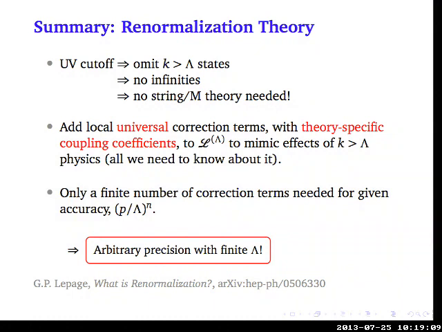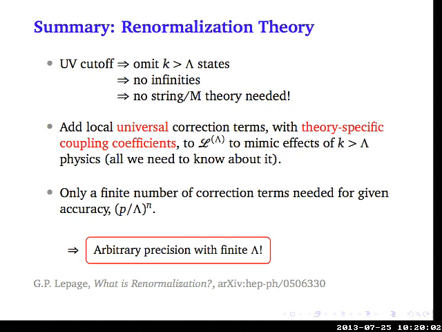So the summary, just to get to the end of the colloquium part of this talk, the sort of modern view of renormalization theory is that the ultraviolet cutoff gets rid of the infinities. It removes K greater than lambda physics, explicitly removes it from the theory. So it's not explicitly there, but it also means you don't actually need to solve or know what the K goes to infinity physics is. You can't leave these states out. Just because you don't know how to calculate them doesn't mean you can leave them out. Well, actually, if you're a theorist, you could probably make that argument, but in real life, we have to be serious about them. And so we add the K greater than lambda physics back in by adding local correction terms to the Lagrangian that mimic the effects of the K greater than lambda physics.